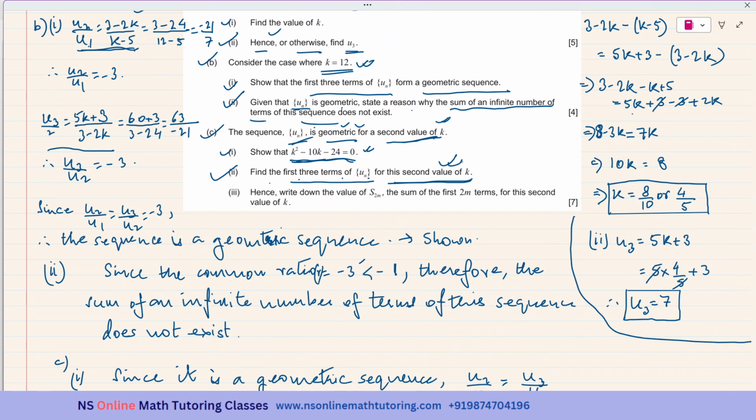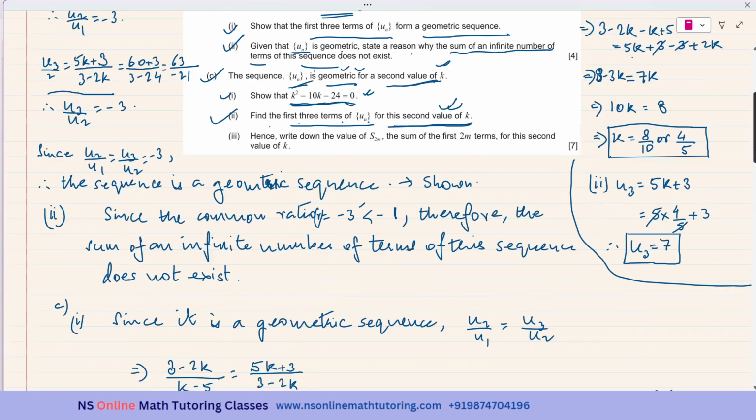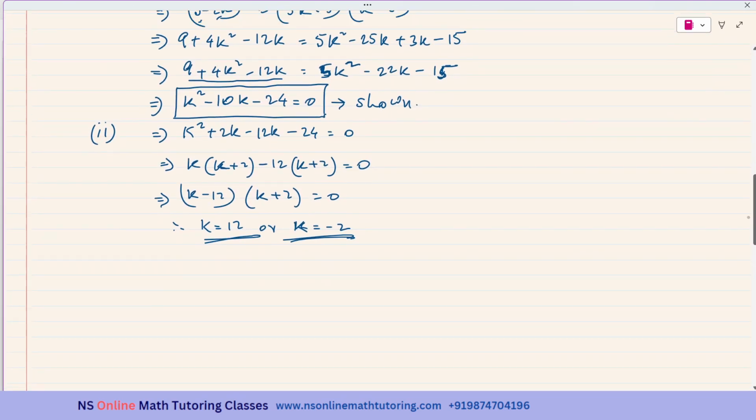to negative 2. What is the first term's expression? u1 is k minus 5. So therefore, u1 is equal to k minus 5, which is minus 2 minus 5, therefore u1 is equal to negative 7.